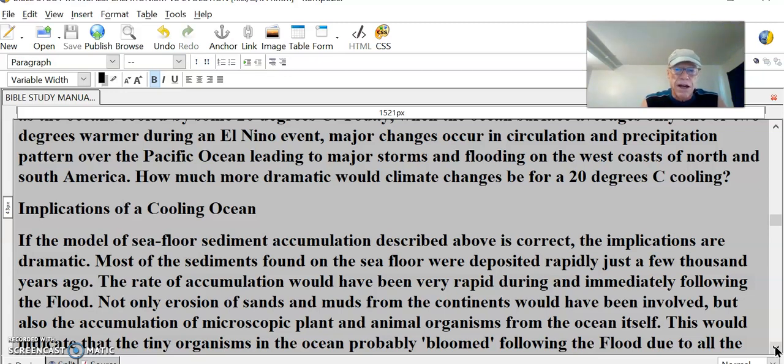Most of the sediments found on the seafloor were deposited rapidly. As we look through the various things to find out how the Earth got the way it is today that we can see on the surface, the seas, and the continents, and the rivers, and the oceans, and so on. So most of the sediments found on the seafloor were deposited rapidly just a few thousand years ago. The rate of accumulation would have been very rapid during and immediately following the flood.